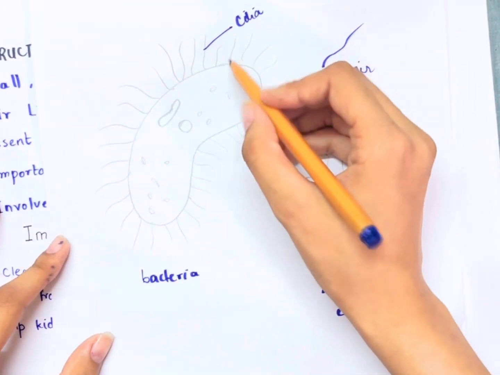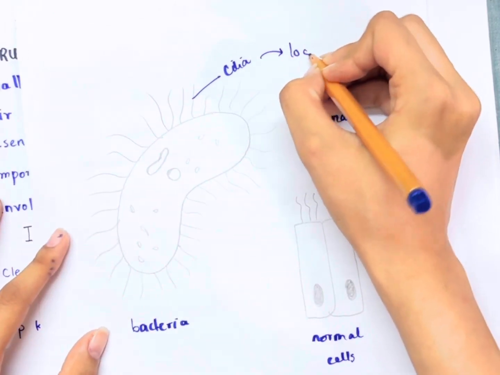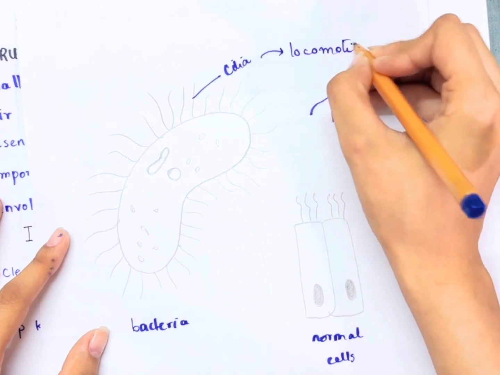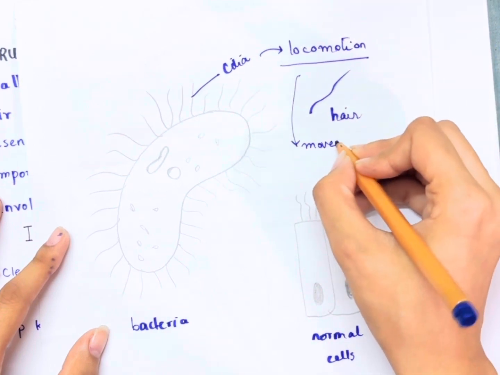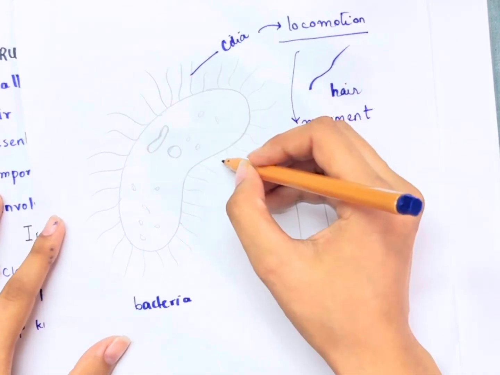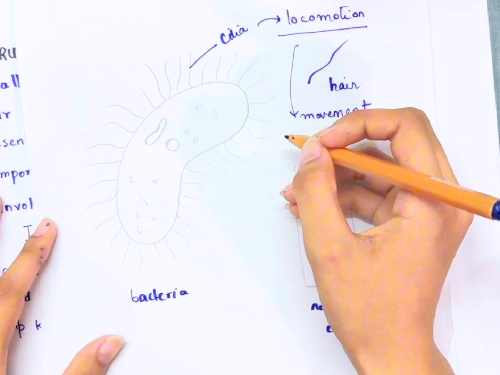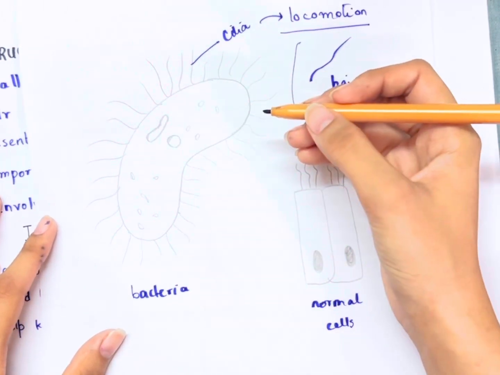Other than that, the cilia basically help in locomotion. The major function of cilia is helping in locomotion. The term locomotion basically means movement. Whenever any structure such as bacteria, fungi, or any other organism is required to move, it moves with the help of cilia. The internal structure of the bacteria remains the same and is not linked with the cilia.